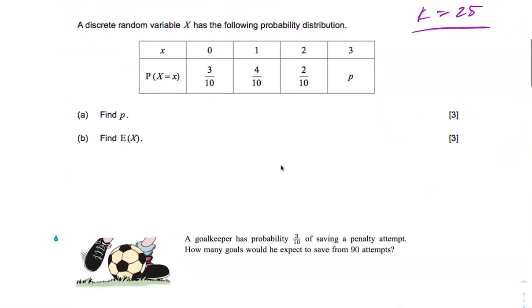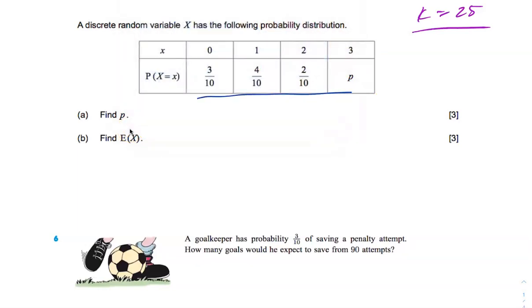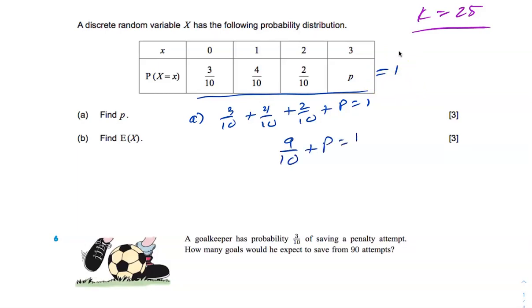The next one. Discrete random variable X has the following probability distribution. So 0 is 3/10, odds of getting 1 is 4/10, odds of getting 2 is 2/10, odds of getting 3 is P. Find the value of P. So remember this from before? All your probabilities should always sum to 1. So to find P, I'm going to go 3/10 plus 4/10 plus 2/10 plus P equals 1. Anytime you sum the probabilities, it should equal 1. So if I add these up, 3 plus 4 plus 2 is 9 over 10, plus P equals 1.